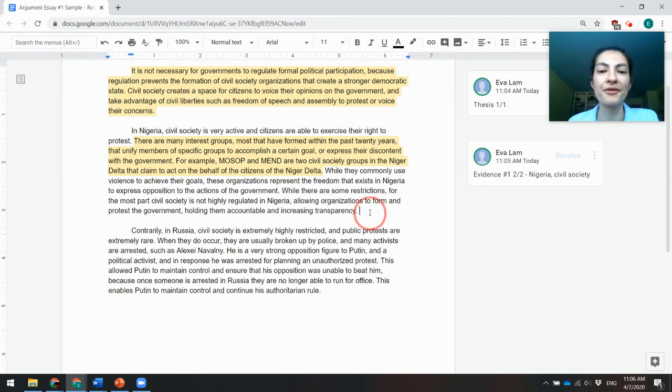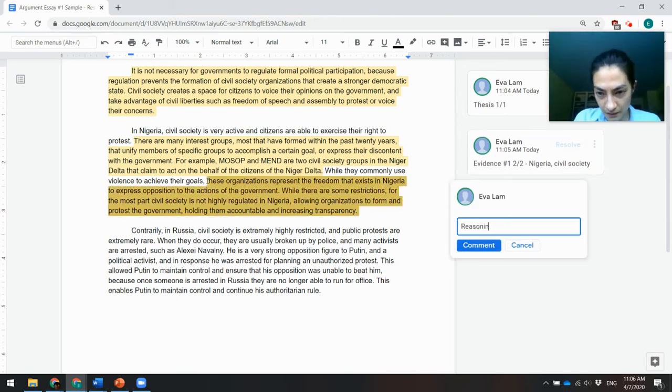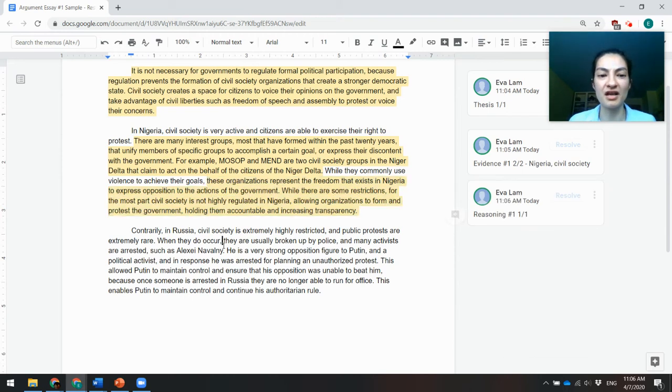And so now this author has made that explicit connection between allowing citizens the right to politically participate through participation in civil society, and then good results from the government in terms of accountability and transparency. So we're going to go ahead and give this 1 point out of 1 for reasoning statement number 1. Okay, lather, rinse, repeat for the second paragraph.